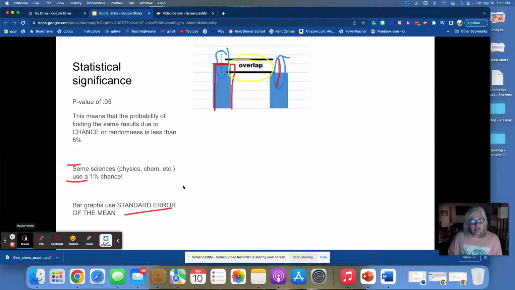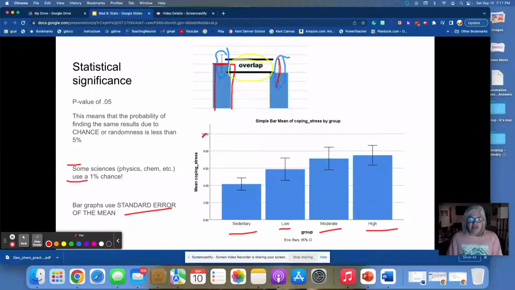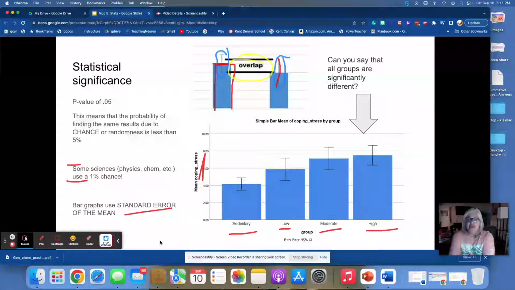So let me give you another example. Here is a graph about coping with stress. So how well do certain groups cope with stress? Okay, so we have 4 groups. We have sedentary, so those are people that don't move very much. We have people who move only a little bit, people who are moderate movers, and people who are high movers. And then over here we have their ability to cope with stress. So I ask you a question: on this graph right here, can I say that all 4 of these groups are significantly different? Take a second, pause the video if you need to take some time to look at it.